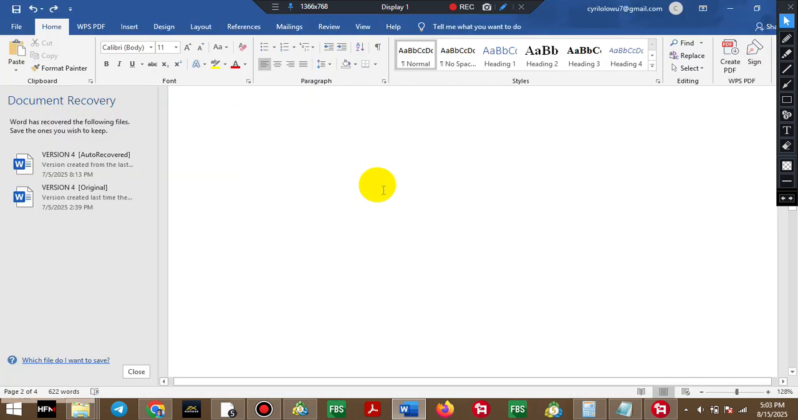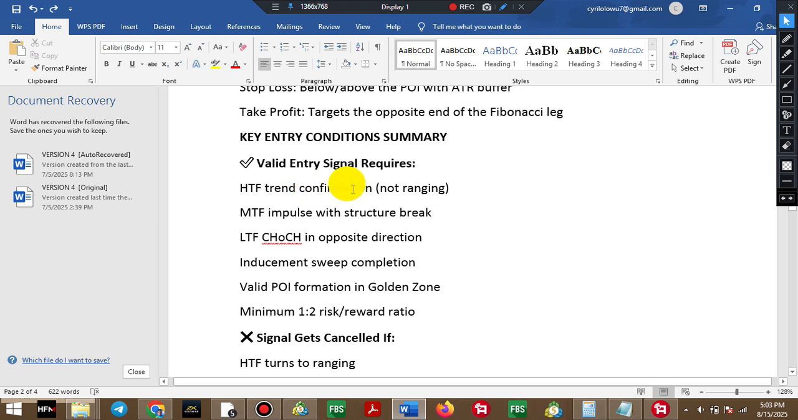What are the things that are going to make this generate signals? One, higher time frame trend confirmation. If it is ranging, forget it, you won't get any signal. Two, MTF, that means middle time frame impulsive with structural break, right? So we must notice an impulsive move on the middle time frame. Then on the lower time frame, we must identify a change of character in the opposite direction of the impulsive move.